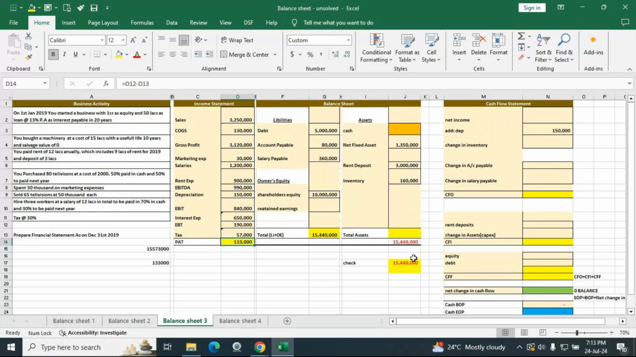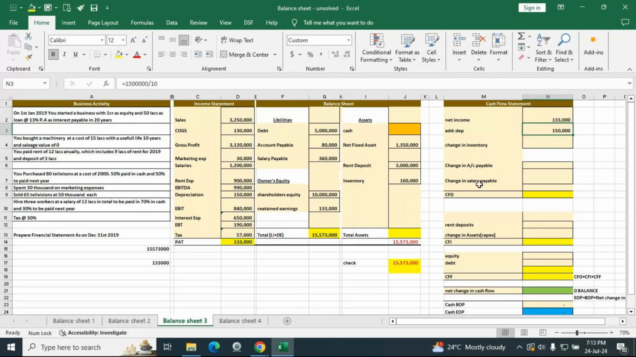So now let's come here. Net income. So here retained earnings will be my profit after tax equals 1,33,000. This retained earnings I have to take as net income in the cash flow statement equals profit after tax. So here I have calculated the depreciation.